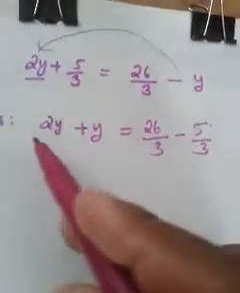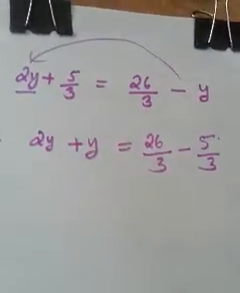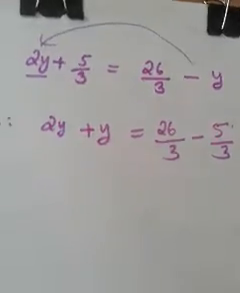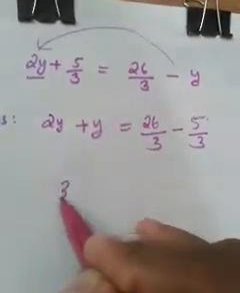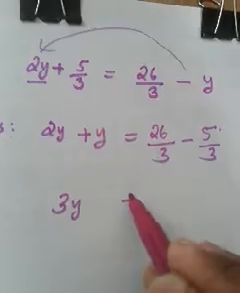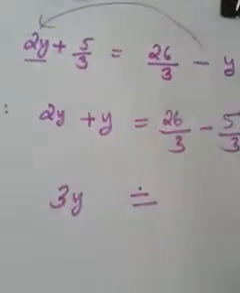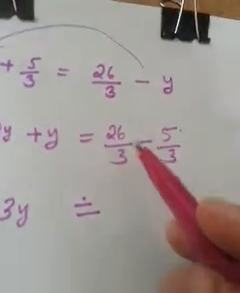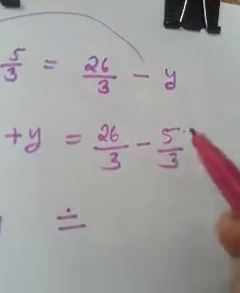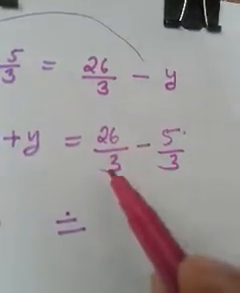See, and what is 2y plus y? 2y plus y, you can read it as 2y plus 1y. What is 2y plus 1y? 3y. Just like 2 munch plus 1 munch. So 3y is equal to, what is 26 by 3 minus 5 by 3? How can we subtract two rational numbers with the same denominator?